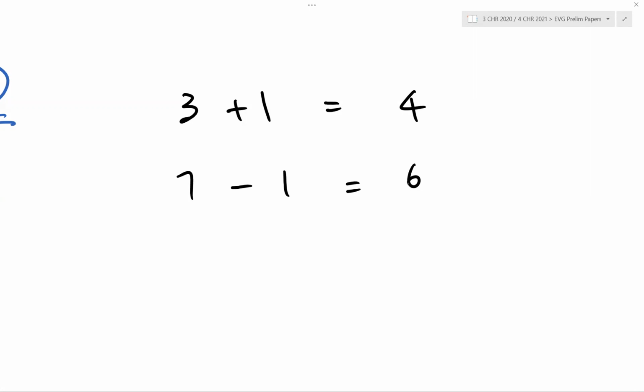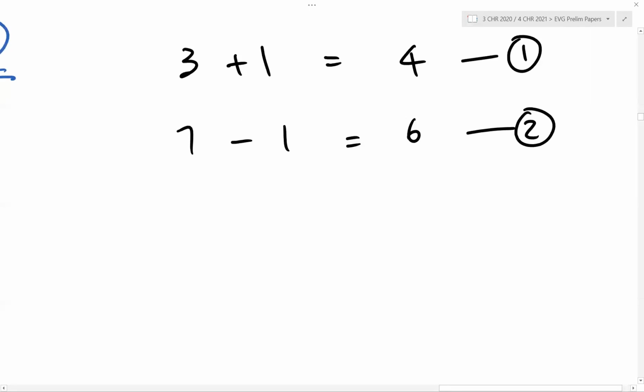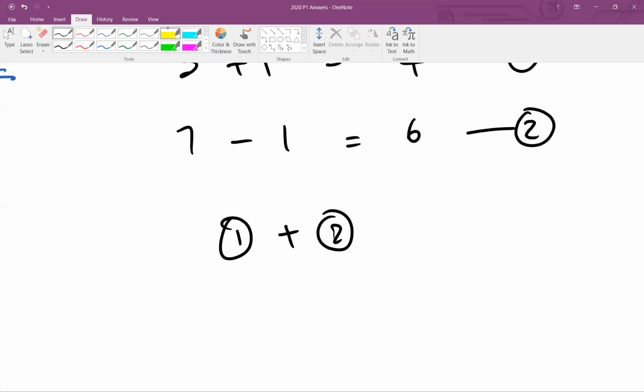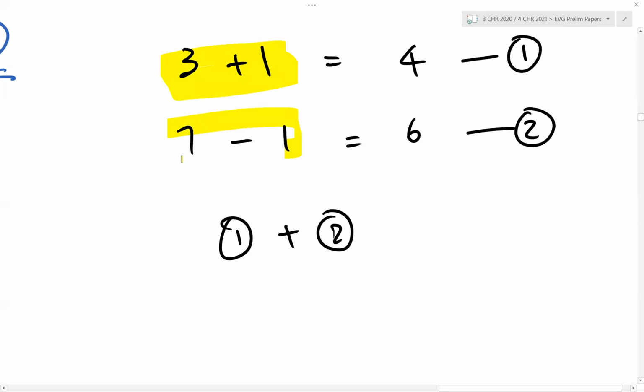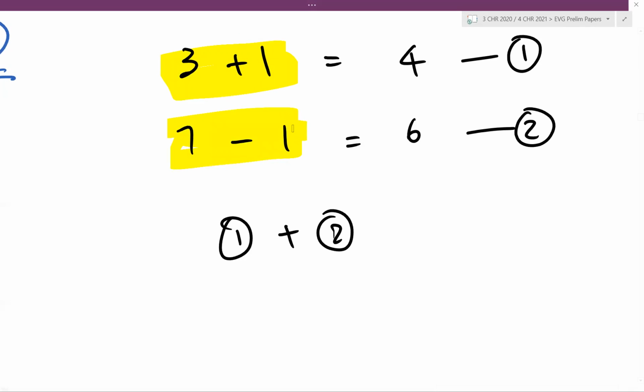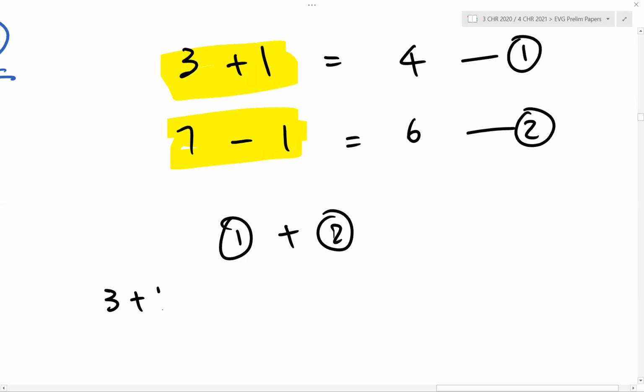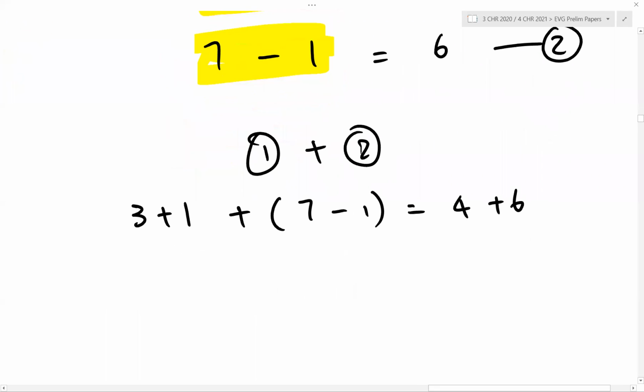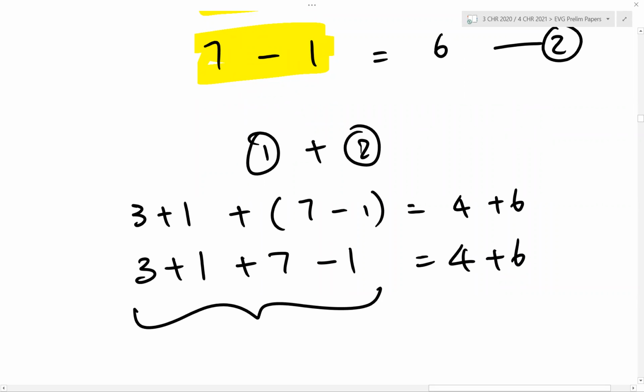All right. What happens if I call this equation 1 and this is equation 2, and then I say equation 1 plus equation 2? What is going to happen? Take the left-hand side plus the left-hand side. That is what I'm going to write: 3 plus 1 plus 7 minus 1, I'm adding, equals to the right-hand side, we have 4 plus 6. Let's confirm if this is correct. 3 plus 1 plus 7 minus 1 equals 4 plus 6. What does this give us?